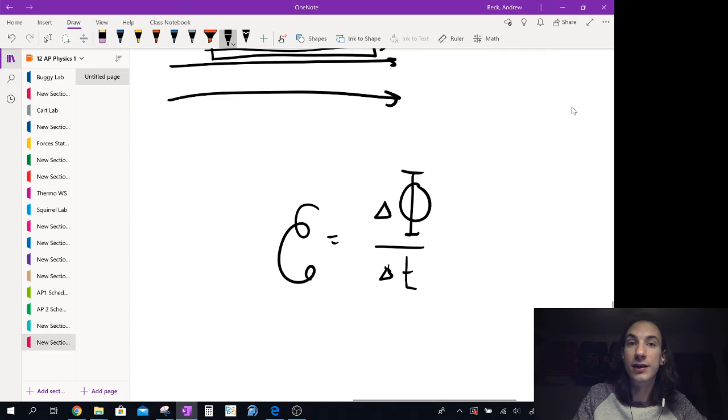So if we change the magnetic flux, how much field is flowing through a wire, we induce a current, we get a voltage that is inducing that current. So if we want to figure out how much voltage, we can work backwards and we can figure out the amount of flux, how our magnetic field is changing, divided by how much time it's changing for, and we get our value for that voltage, for that EMF.